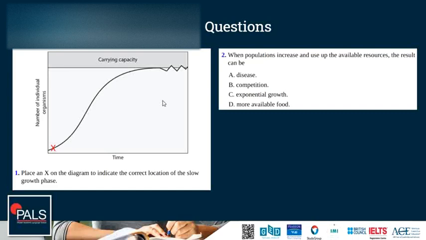Second question. When populations increase and use up the available resources, the result can be disease, competition, exponential growth, or more available food. The correct answer here is competition. When populations increase, that means available resources become more scarce, which means individuals need to fight for these resources. They will compete for these resources.